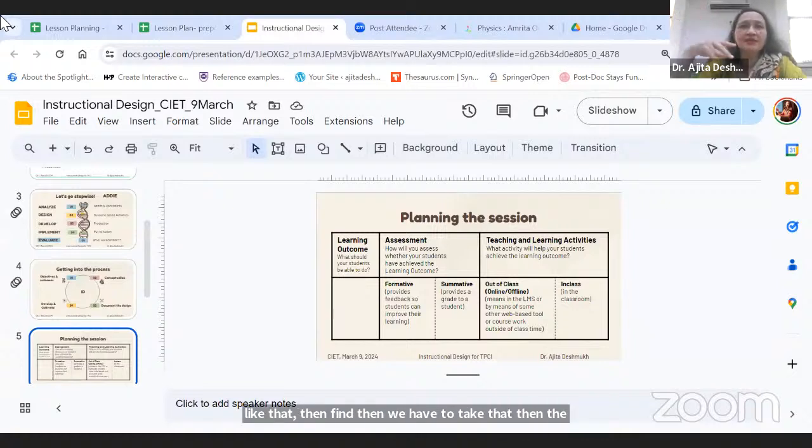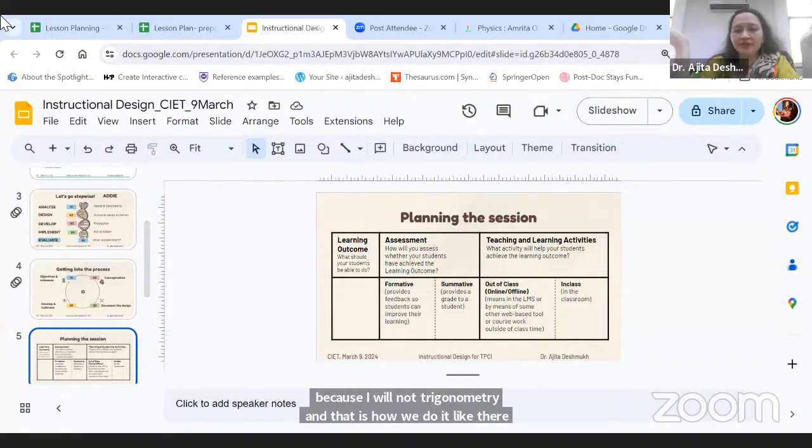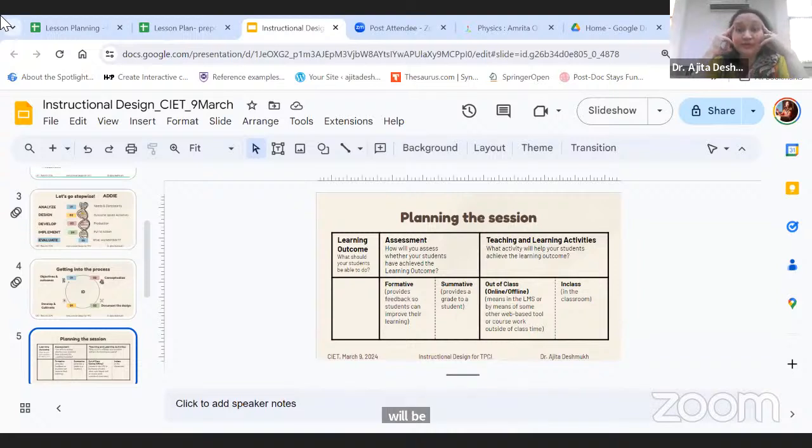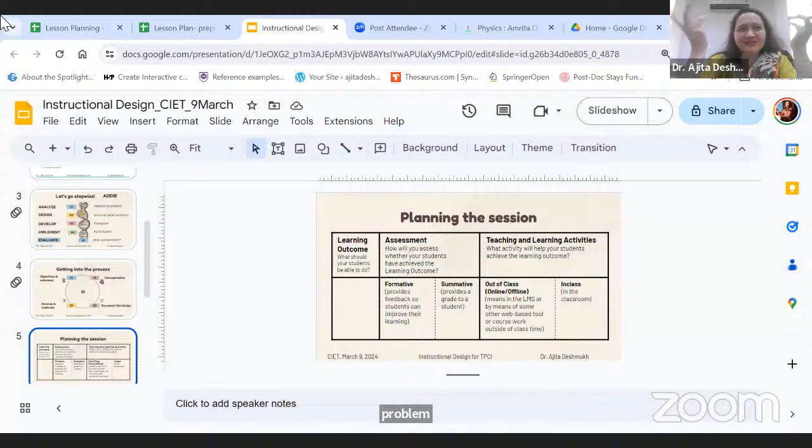Then the second one is, how can we do this? There are lots of problems, agreed. But see, I come from a math science background, and I always believe that problems will exist and continue to exist. But for every problem, there will be multiple solutions. I love trigonometry, and that's how it is: there are multiple ways to solve a particular sum. There will be thousands of solutions for one problem, and we just have to pick and choose which suits us the most. That's how we find at least a few solutions to problems.